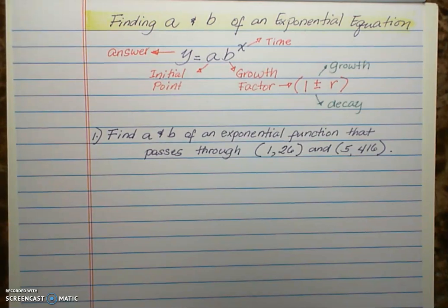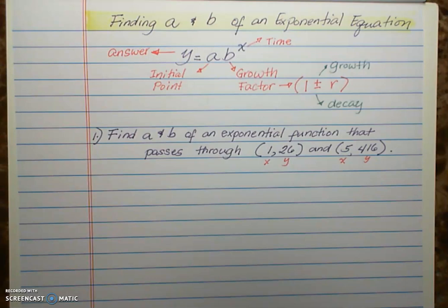Example number 1. Find a and b of an exponential function that passes through points (1, 26) and (5, 416). Let us begin. Step number 1: make sure to label your given points. Then substitute the x and y values into the x and y of your given formula. Since you have 2 points, you're going to come up with a system of equations, meaning you will have two equations with two different values for x and y.